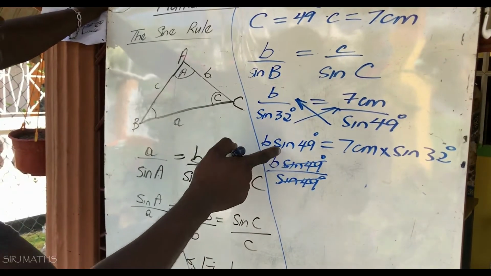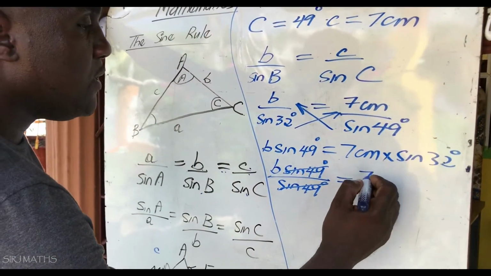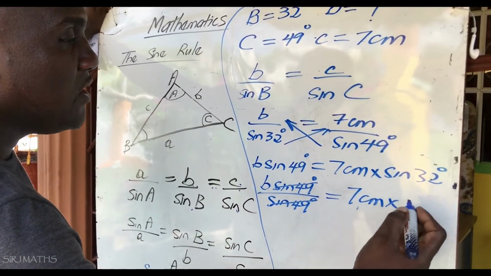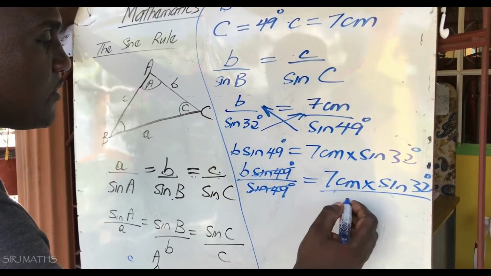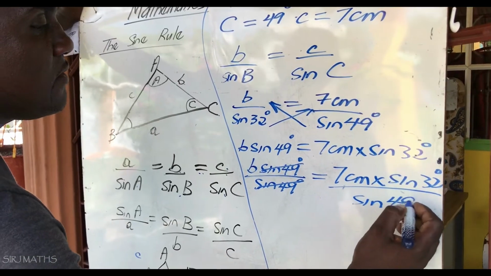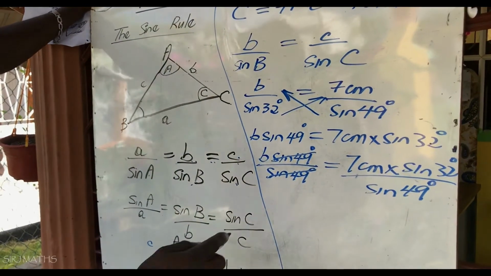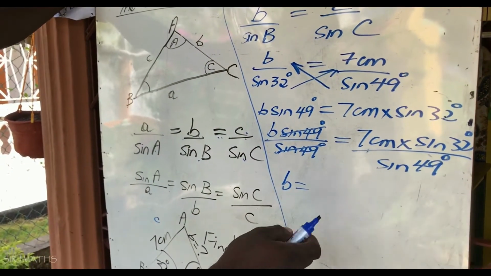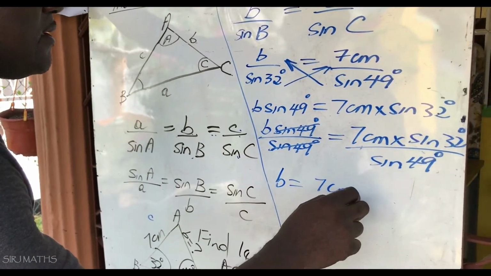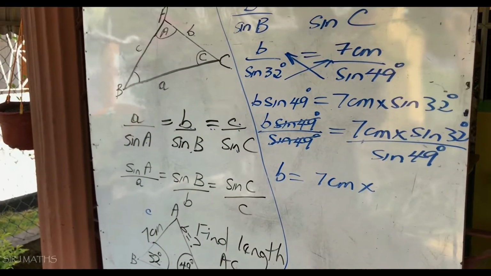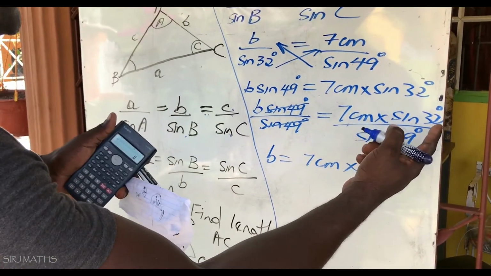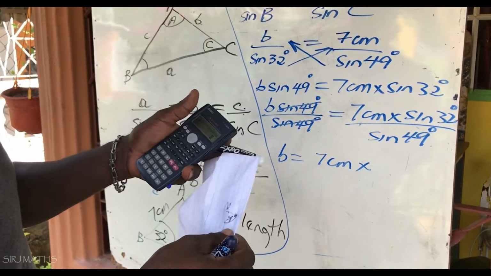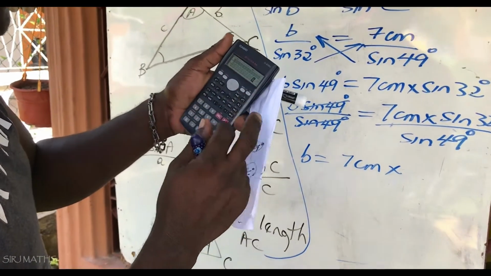But whatever we do to one side of the equation must be done to the other side of the equation for it to remain balanced. So we divide also by the sine of 49 degrees. So b here equals, now I get my calculator and I multiply 7 centimeters times the sine of 32 degrees. But then I check on my calculator, sine of 32.